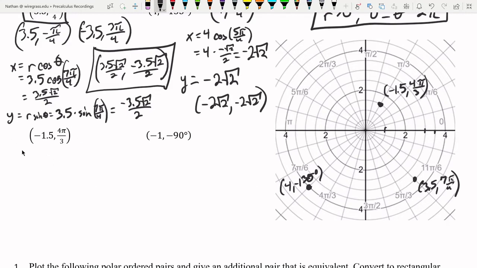Okay, this of course isn't in standard notation. The standard notation would be to go along the positive angle and have r greater than 0. So that's going to be the same thing as 1.5, and this angle here is just pi over 3.